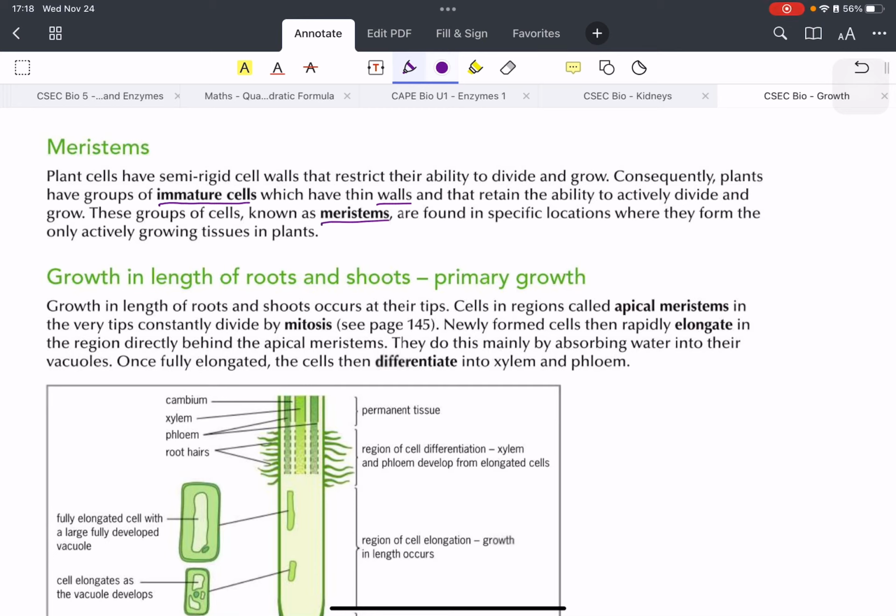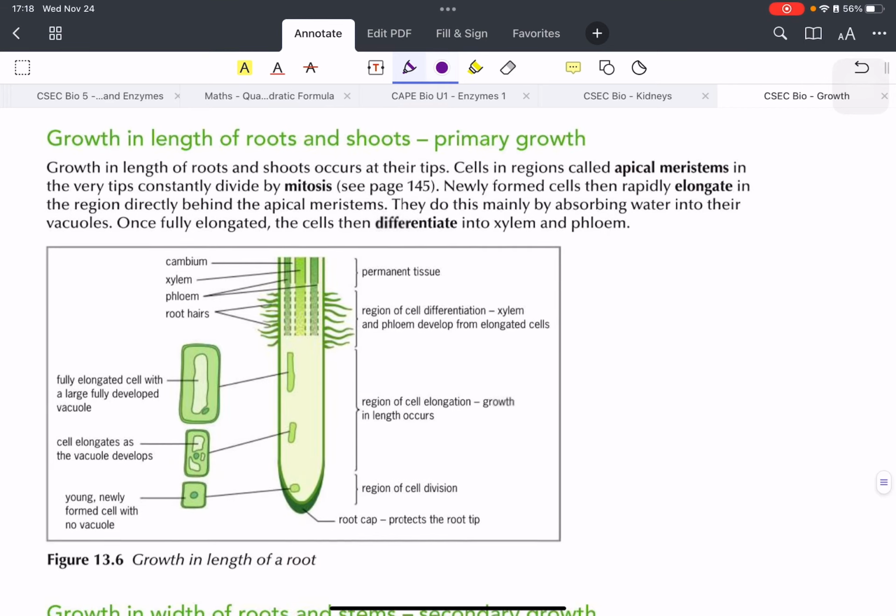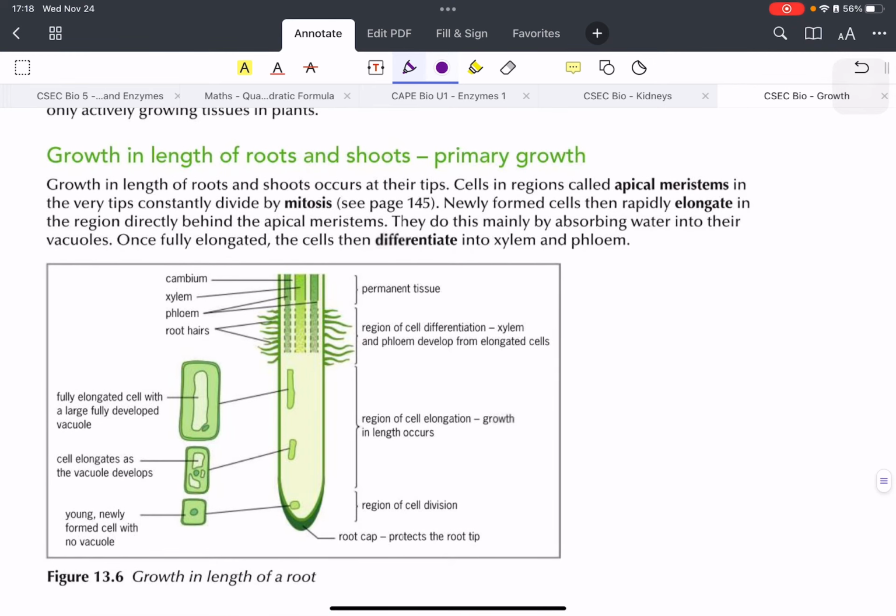So meristems will be found in places of growth. So you have them on your stems and your leaves, but not anywhere else. Okay, so only where growth occurs in a plant, you will have your meristems. Right, so let's take a look at the roots and the shoots and how they grow. Okay, again, you have your meristems, right? That's what you need to grow.